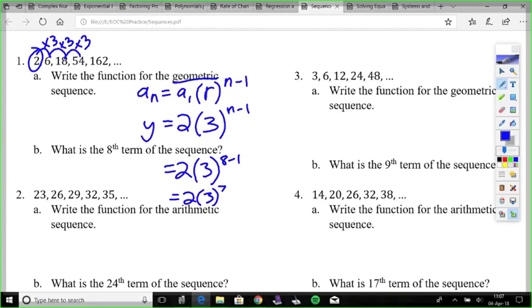Okay? So just make sure you use your formula. The formula's there. It's pretty straightforward how to just plug in and use it.